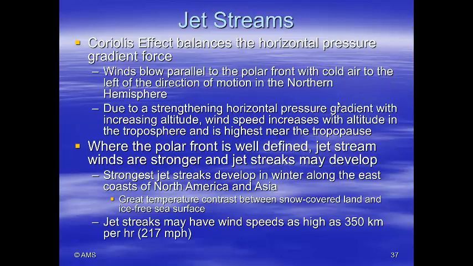Where the polar front is well defined, the jet stream winds are stronger and jet streaks may develop. The strongest jet streaks develop in the winter along the east coast of North America and Asia, so we have this great temperature contrast between the snow-covered land and the ice-free sea surface. Jet streaks have wind speeds as high as 217 miles per hour or 350 kilometers per hour.